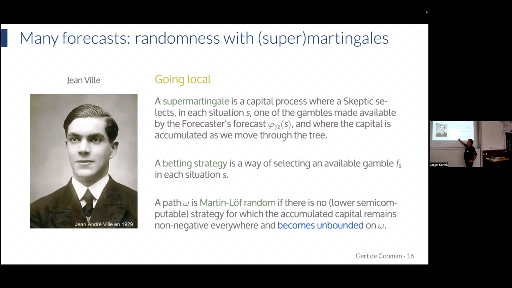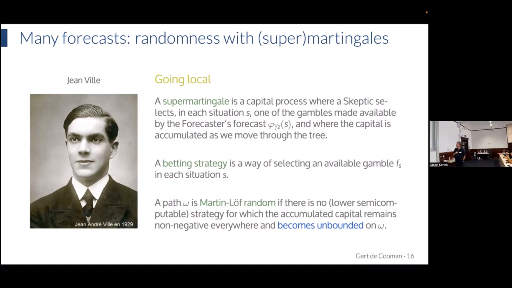If that supermartingale becomes unbounded, if you become infinitely rich on that path, and moreover, there are two more conditions on that supermartingale. The first condition is it should be non-negative everywhere, so it should be bounded below by zero. Why? Because we don't want you to borrow money. So you have to make sure that in your strategy, you never get below zero, because then you would have to borrow money. And we're not allowing you to borrow money. So you must have a strategy that allows you to become infinitely rich on that path without borrowing money. Your capital must remain non-negative everywhere.